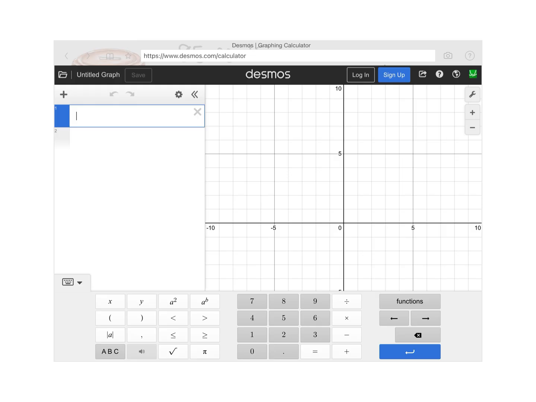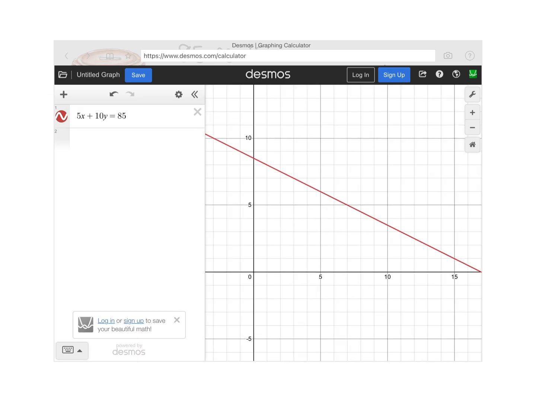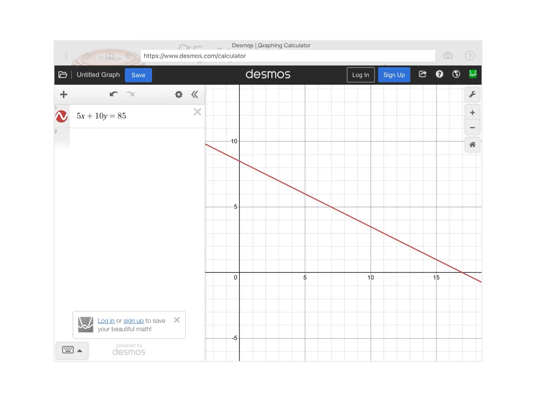So we can put 5x plus 10y equals 85. Now, we may want to zoom this out a little bit. It doesn't really make sense for us to see negative values, so I'm going to change my window a little bit here so that I'm looking more at positives.